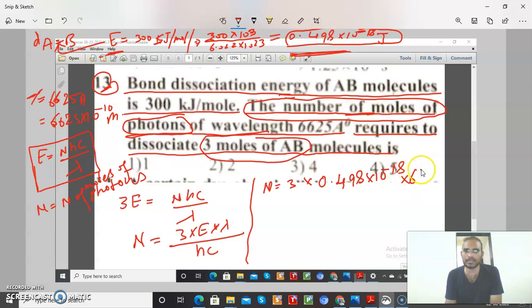Student, here is 6625 into 10 power how much, student? Minus 10. Okay, divided by what will come, student? Planck constant. Planck constant, student, is 6.626 into 10 power minus 34. Okay, student. And see, speed of light. So the speed of light value is 3 into 10 power 8 meter per second, right, student?